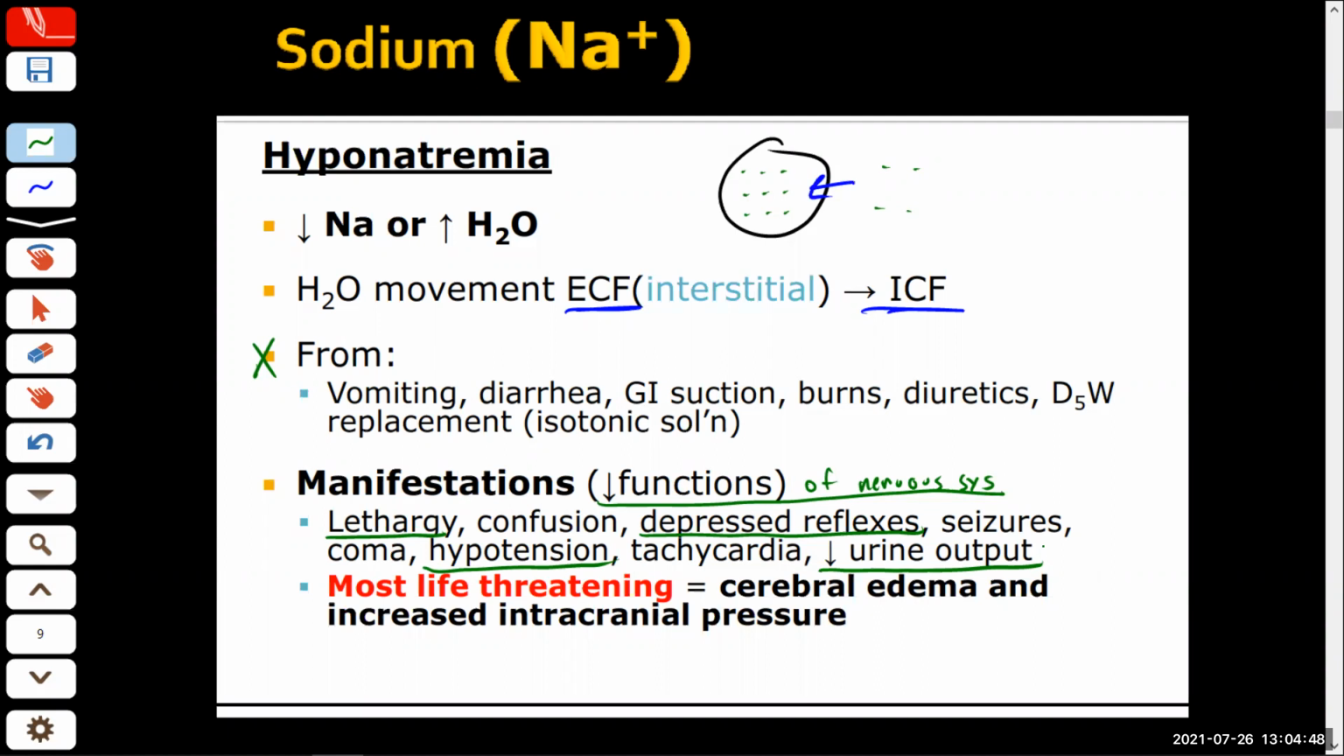What organ? Sorry. Your brain tells you that you need to pee, right? And what happens to the brain with hyponatremia? Decreased vital reflexes.